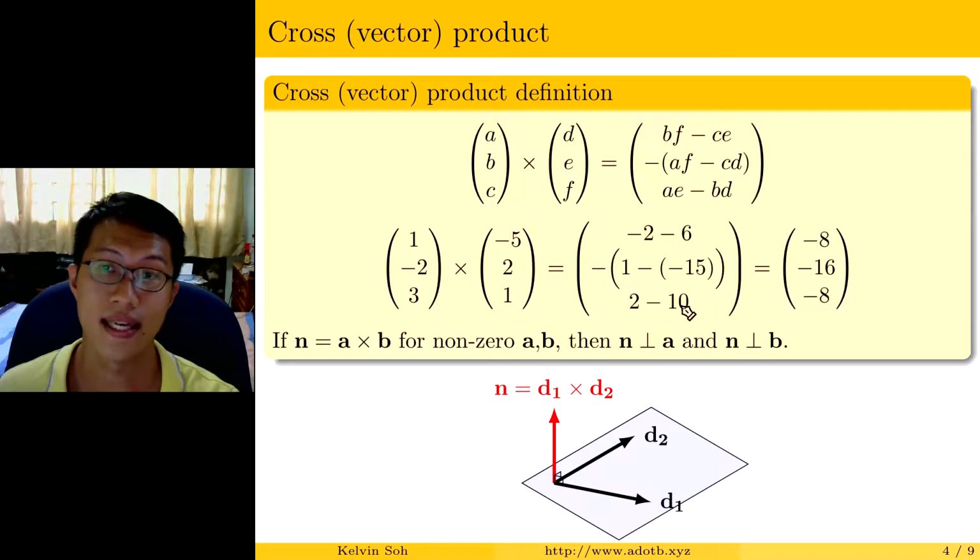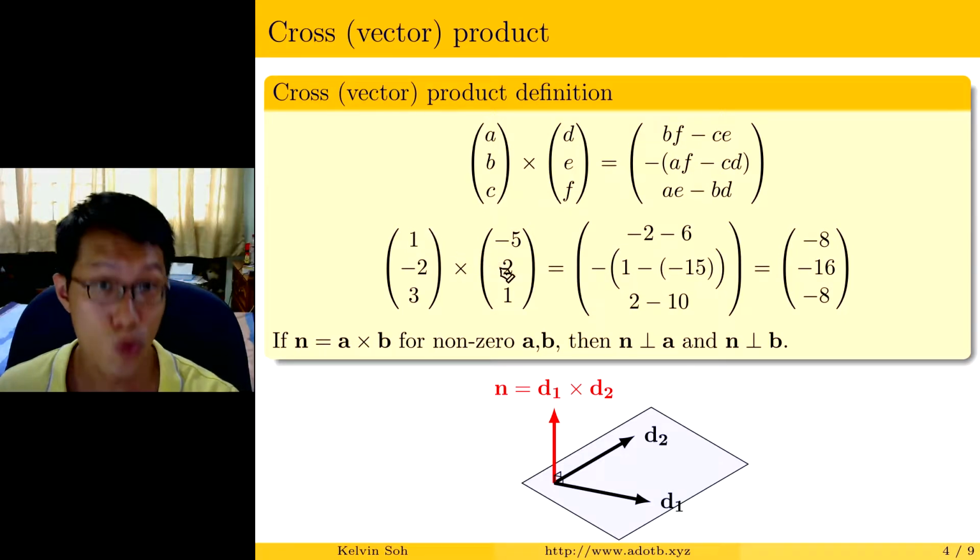Let us now look at the last component over here. So we cover up the last row, and then we go in the cross motion again. 1 times 2 gives us 2, -5 times -2 gives us 10. So we take 2 minus 10, which gives us -8 as the last component.